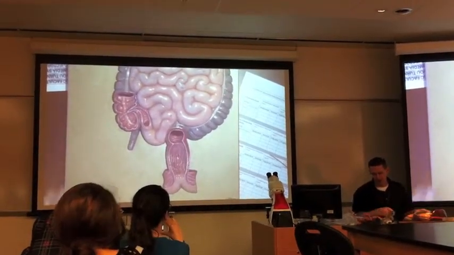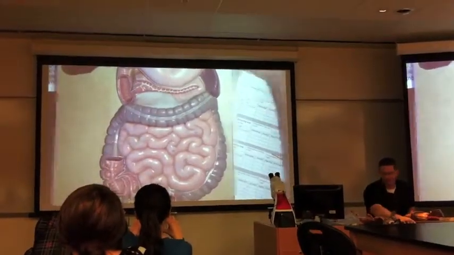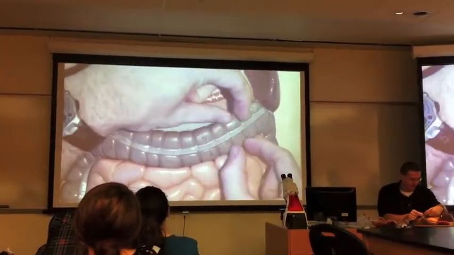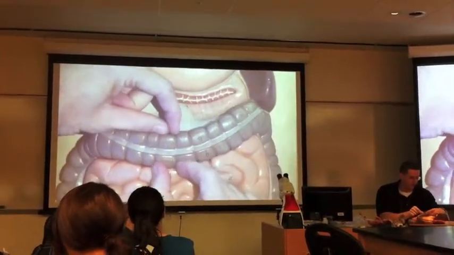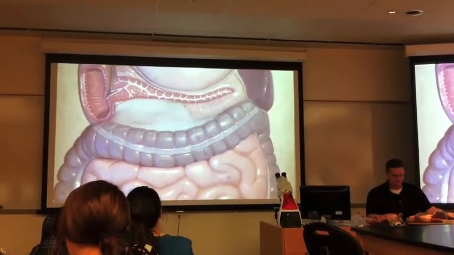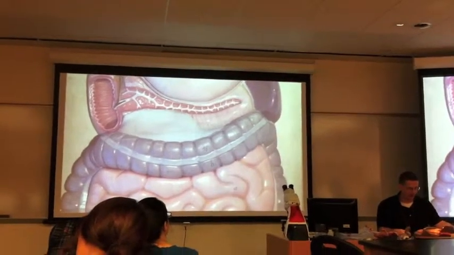Let's see, haustrum and taenia coli before I forget. So when you look at the large intestine, you can see it's organized into these pouches. Each of those is a haustrum. So haustra are the bag-like pouches here. And that's all throughout the large intestine.